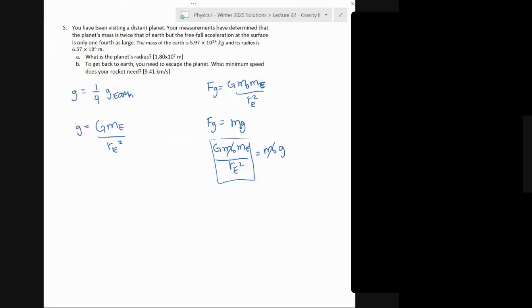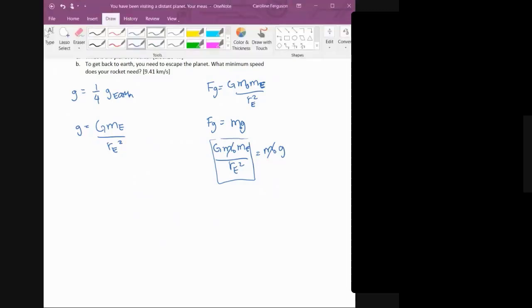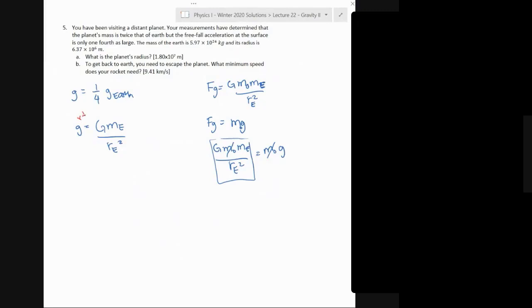Okay, so it's telling me that the little g is a quarter of the size of the little g on Earth. And it's telling me that the mass is twice the size, so the mass of this other distant planet is twice the mass of Earth. So what does the radius have to be so that the little g ends up being a quarter of the size, remembering that the radius is squared?